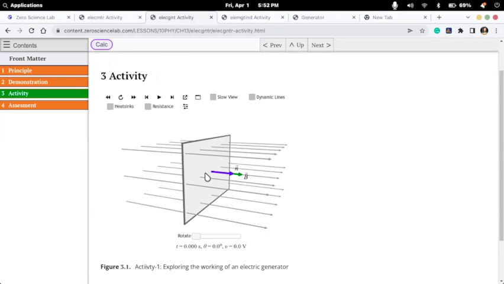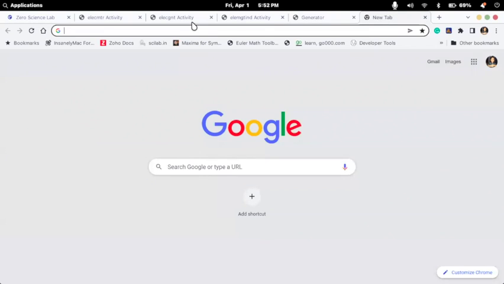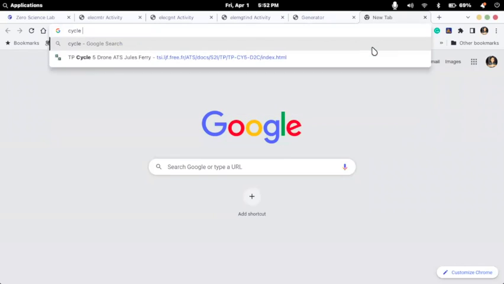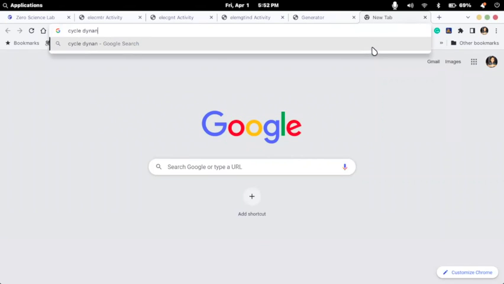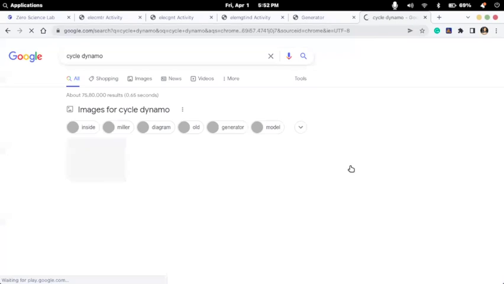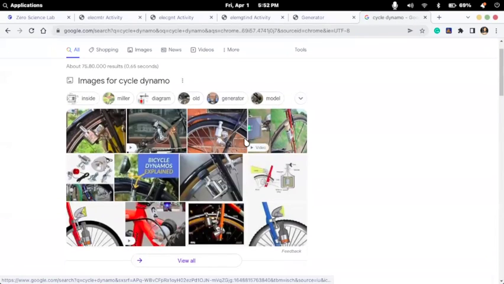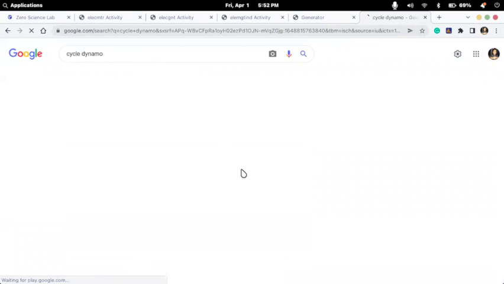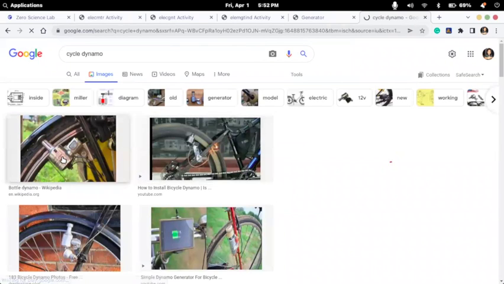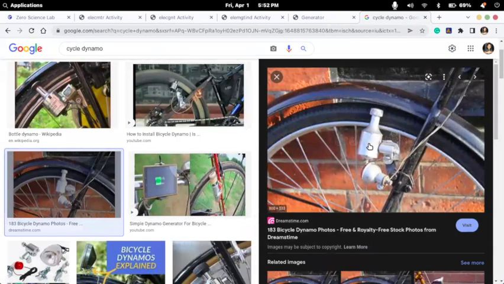In olden days, we used to have dynamos for cycles also. Do you have any chance of observing it? No, sir. You can Google it. Cycle dynamo. Dynamo, you can see. In olden days, they used it. Okay. There is a magnet inside of this. Yes, this one. We played with these dynamos.